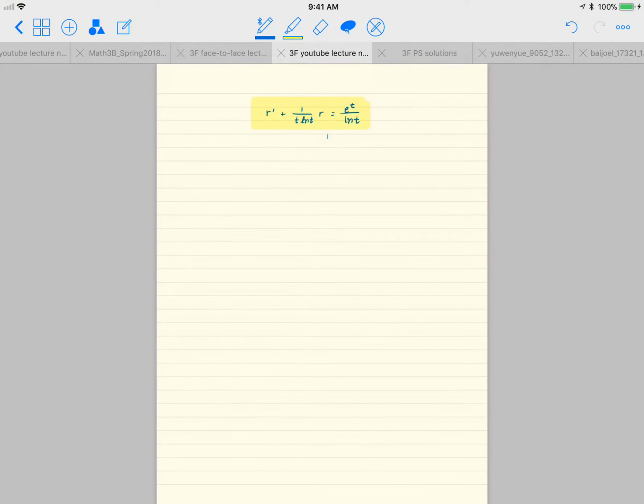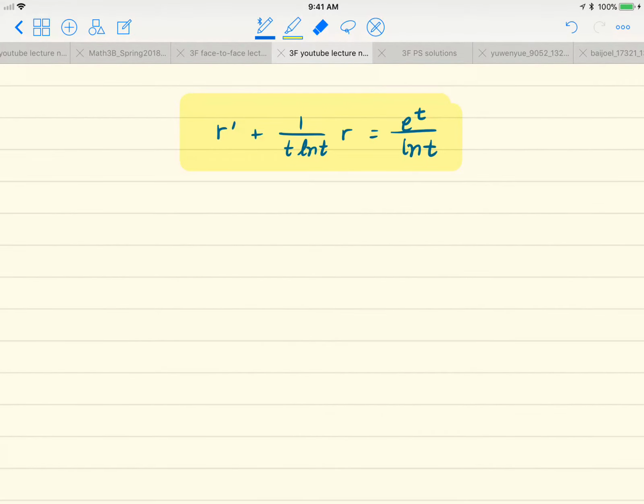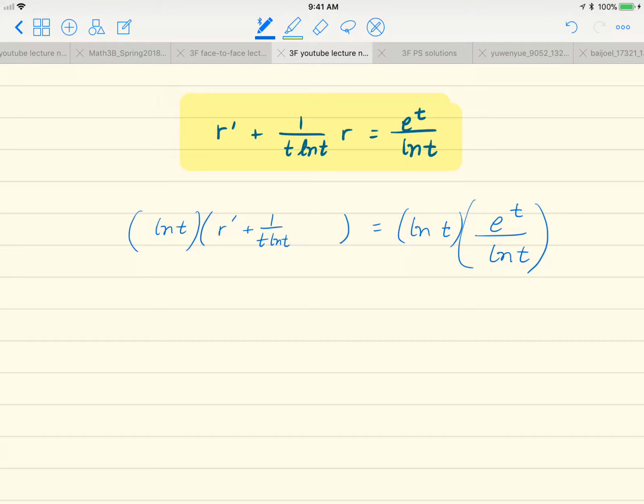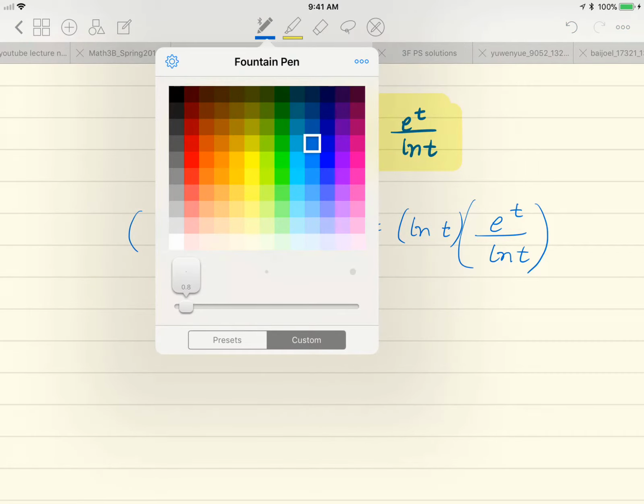Okay. And then my integrating factor we said was going to be natural log of t. So I'm going to multiply natural log of t times both sides of my equation. e to the t over natural log of t. This is my next step. Okay, so I've got r prime plus 1 over t natural log of t times r. Things should cancel out, and they will.